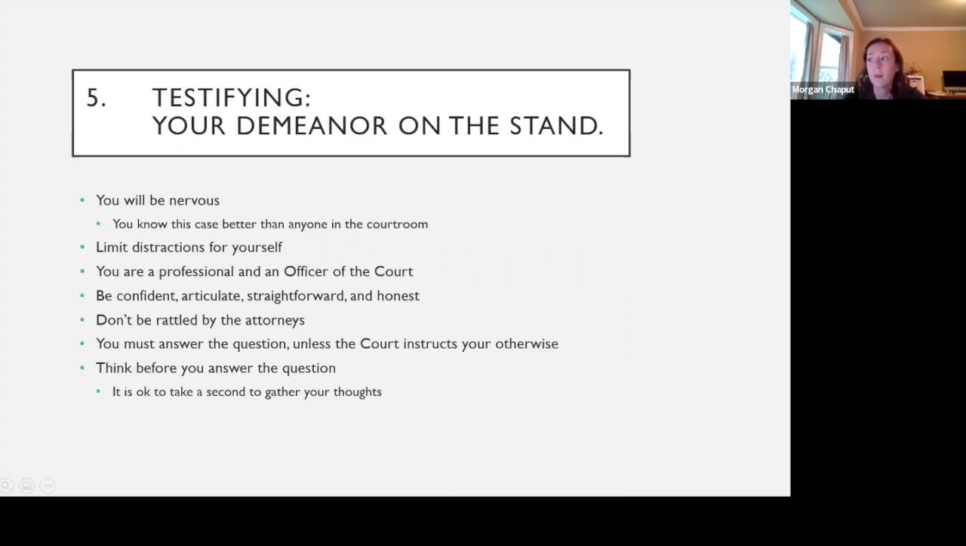Okay, number 5, when you are actually testifying, let's talk about your demeanor on the stand. You'll be nervous. That kind of goes without saying.